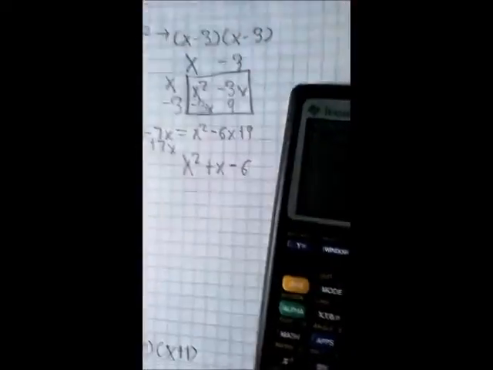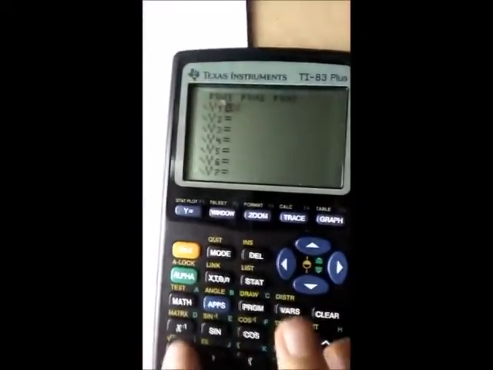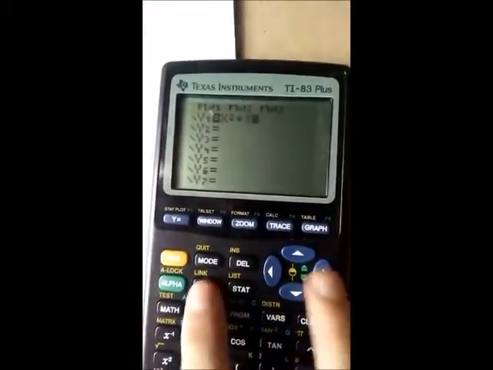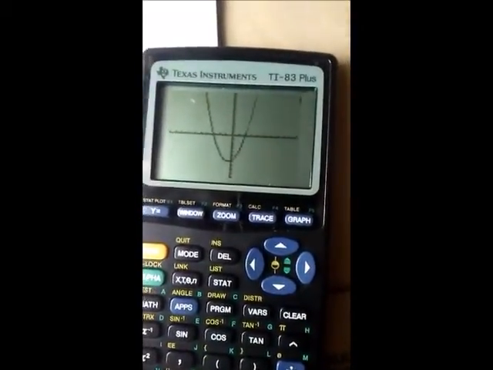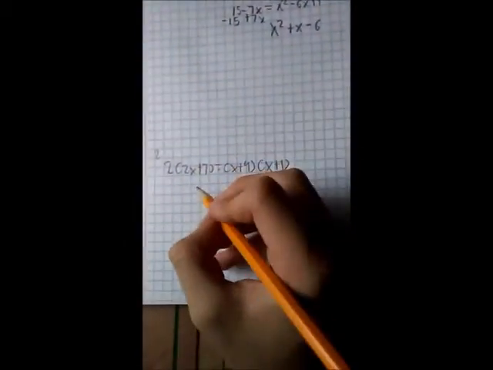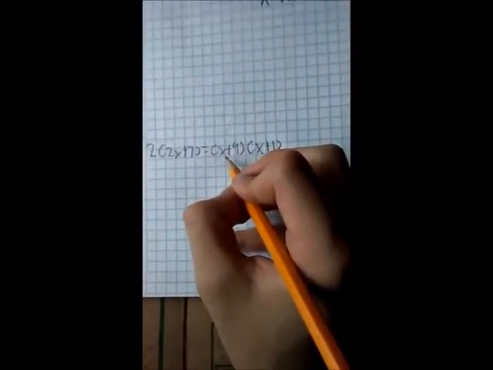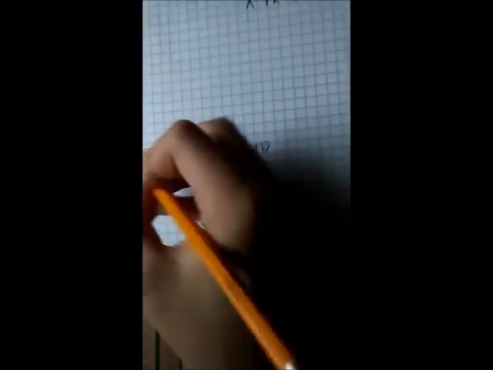And now we're going to take out our calculator. We're going to put this in. So x squared plus x minus 6, graph. And there's your parabola. Pretty simple. So the next one, 2 times 2x plus 7 equals x plus 4 times x plus 1. So let's do this one first.